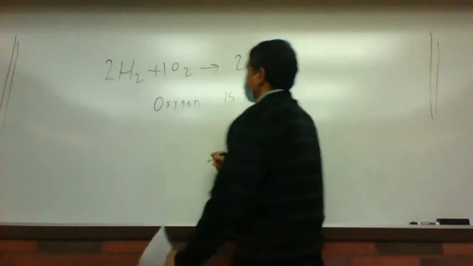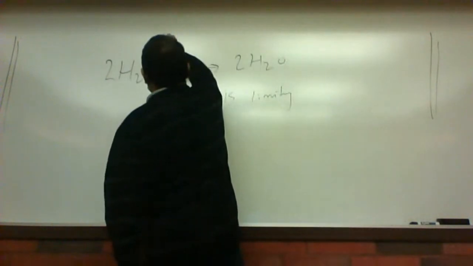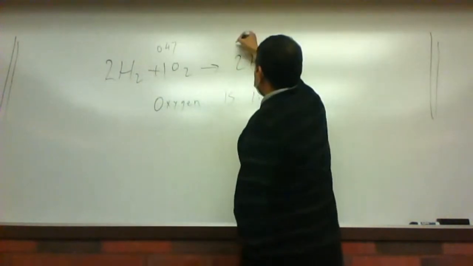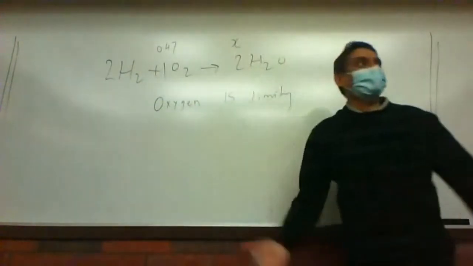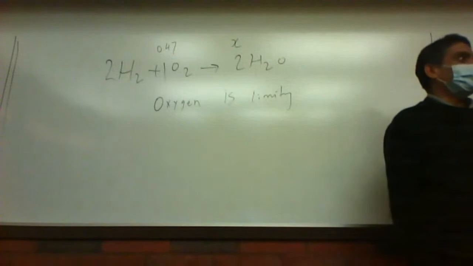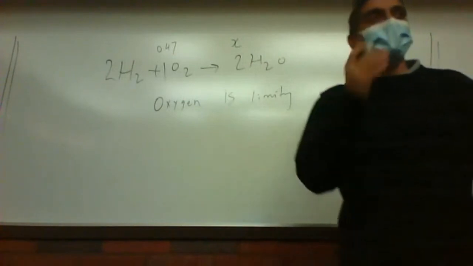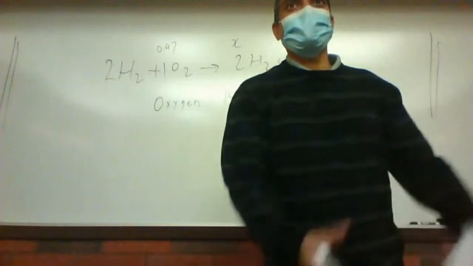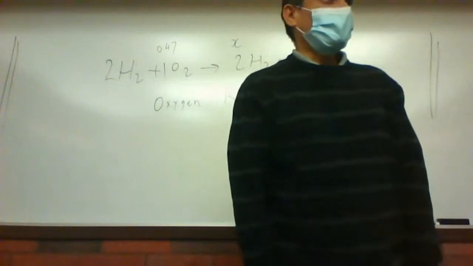So I'm going to write that limiting reagent here, 0.47 here, and I want to find how much water I get from here, X, right? That's it. I think I made some mistake in the last class lecture, and somebody pointed out there was some mistake, so I corrected it yesterday and posted the PowerPoint slide again.